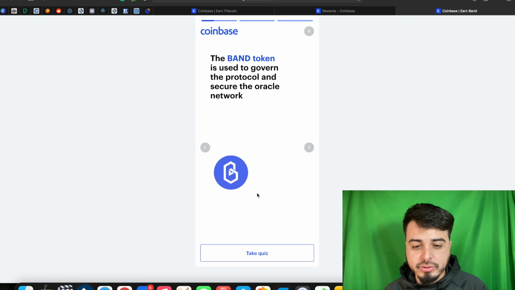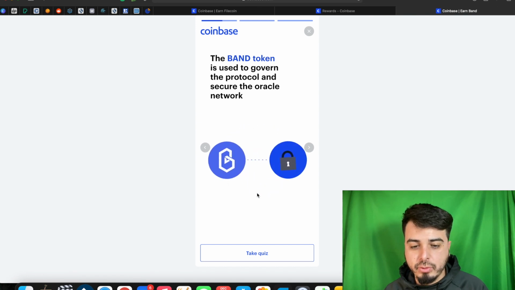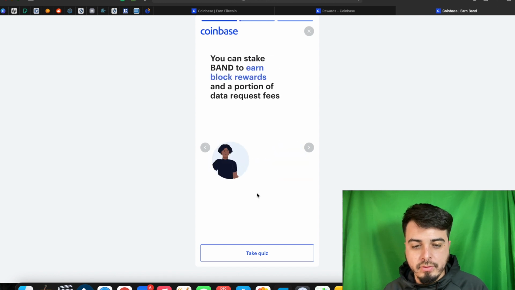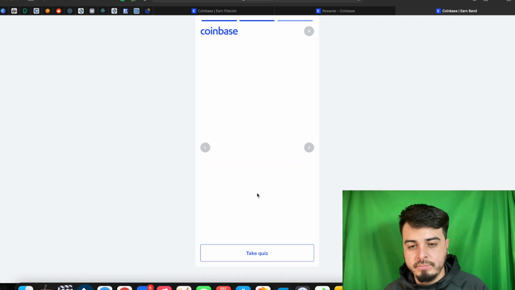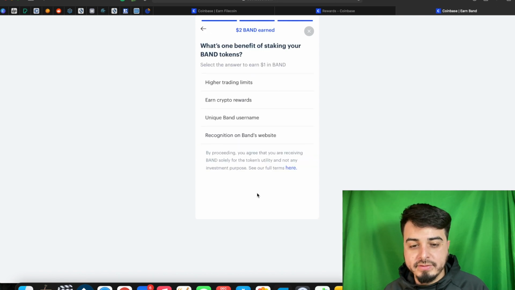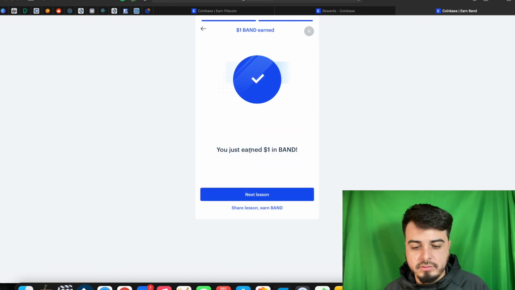So the Band token is used to govern the protocol and secure the Oracle network. You can stake Band to earn block rewards and a portion of data request fees. What's one benefit of staking your Band tokens? Higher limits, earn crypto rewards, unique Band? Earn crypto rewards. You're staking. Oh, see, next lesson. What is this? Shouldn't be another lesson because it was only 3.